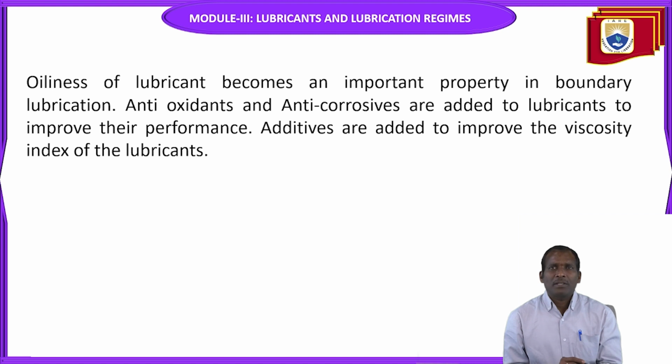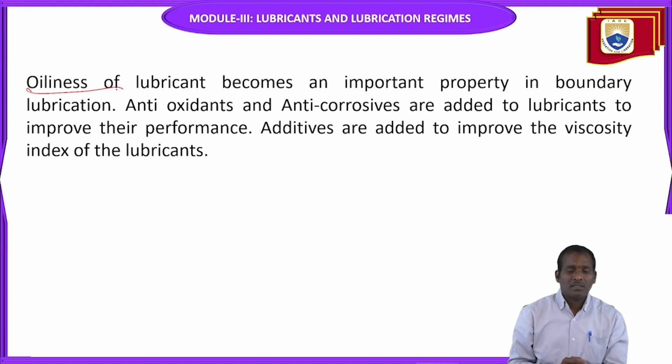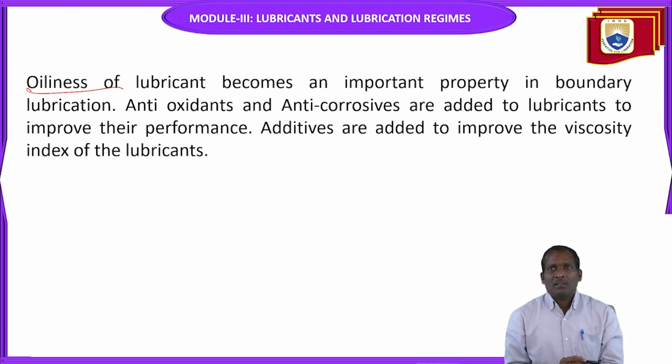Next, the oiliness of a lubricant becomes an important property in boundary lubrication. Antioxidants and anti-corrosives are added to lubricants to improve their performance. So we can add antioxidants to perform this function very effectively.